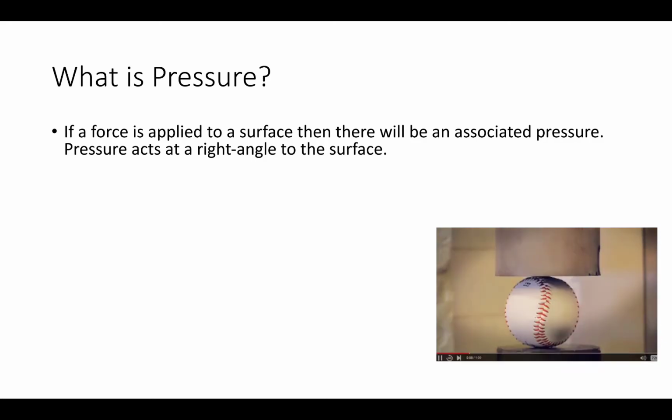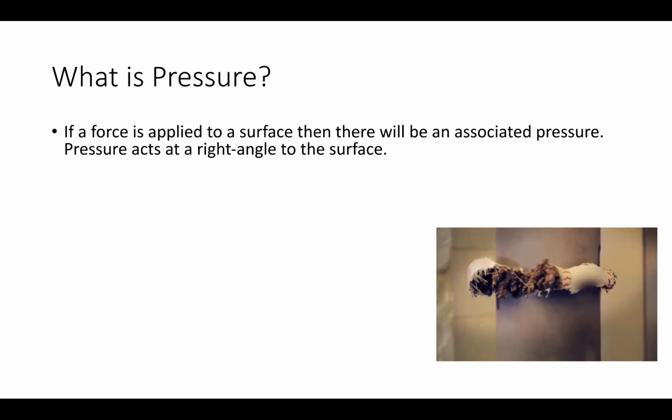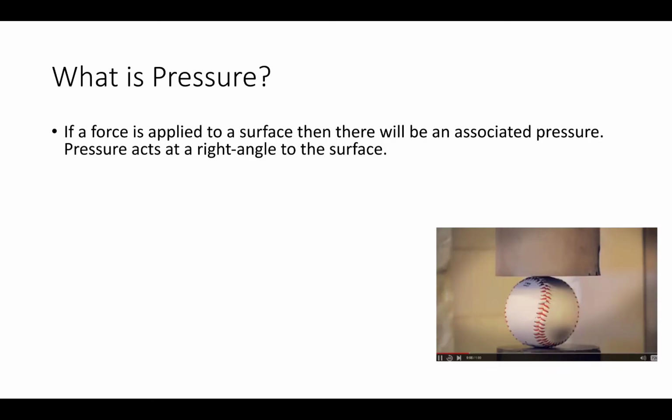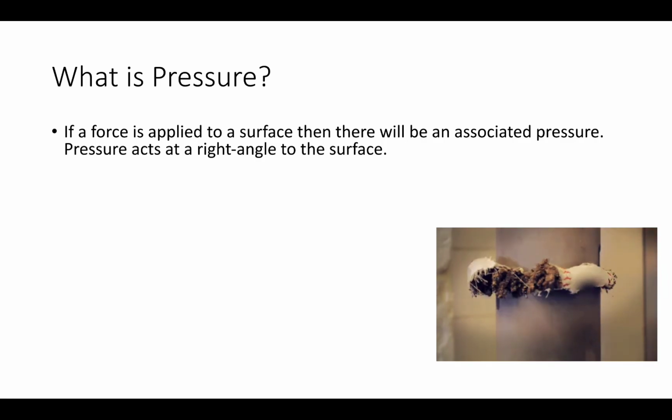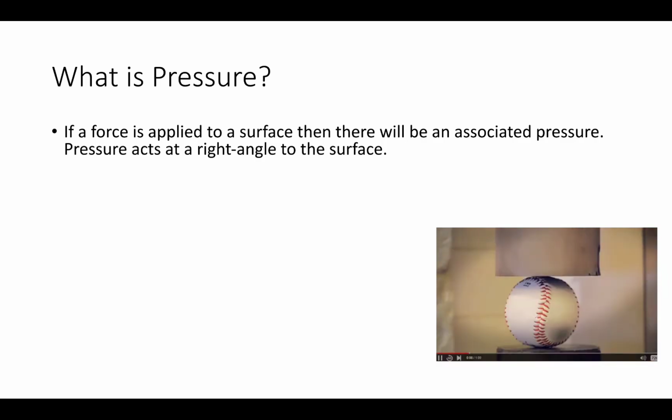So what is pressure? If force is applied to a surface, then there will be an associated pressure. Pressure acts at a right angle to the surface. So in this example on the right, the pressure is acting upwards and downwards, coincidentally, and the surface area of the pistons is at 90 degrees to it, or at a right angle.